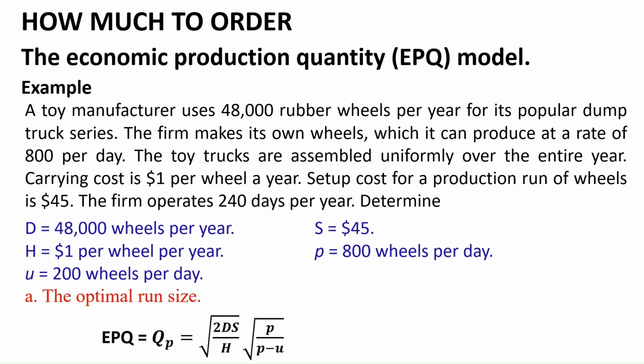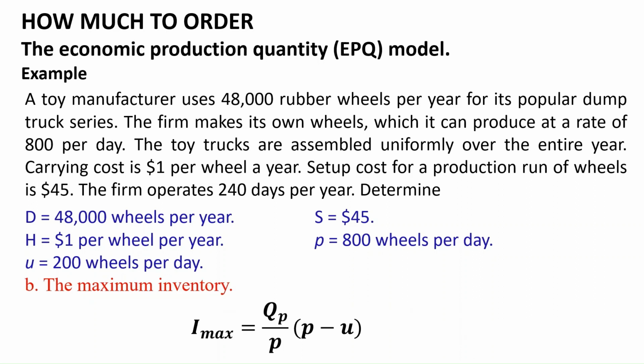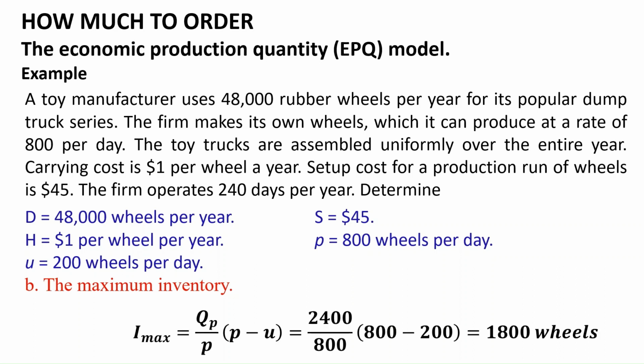For the first question, we know that the optimal run size is the EPQ equals QP equals the square root of 2 multiplied by D multiplied by S divided by H, multiplied by the square root of P divided by P minus U. Substituting the given values, QP equals the square root of 2 multiplied by 48,000 multiplied by 45 divided by 1, multiplied by the square root of 800 divided by 800 minus 200, which equals 2,400 wheels. The second question is to find the maximum inventory, which equals QP divided by P multiplied by P minus U, equals 2400 divided by 800 multiplied by 800 minus 200, equals 1800 wheels.